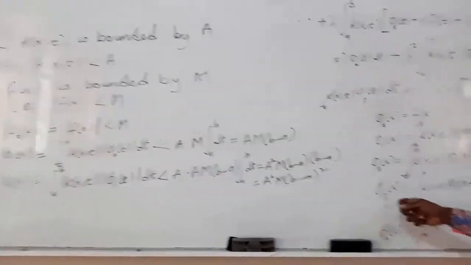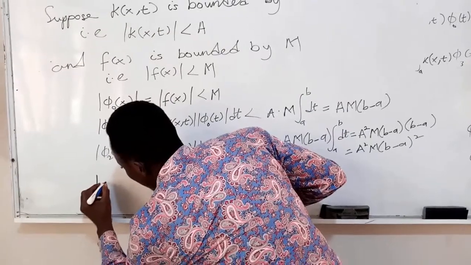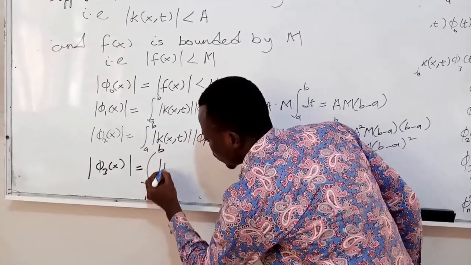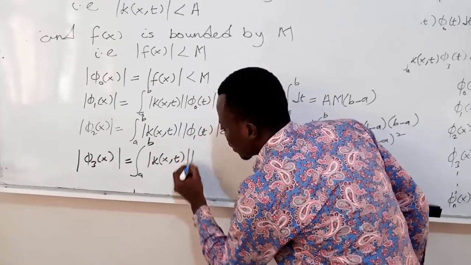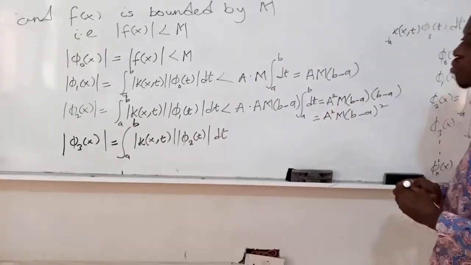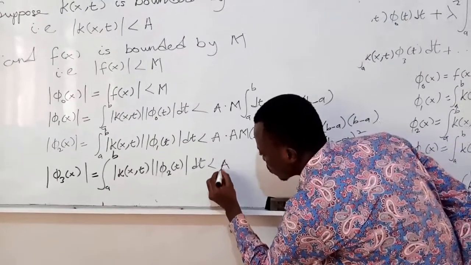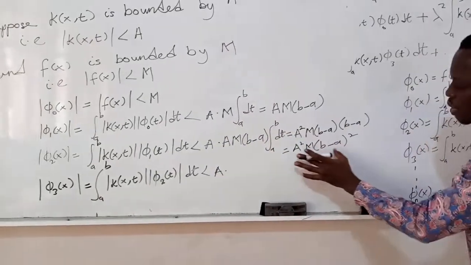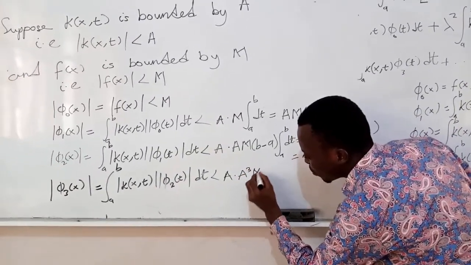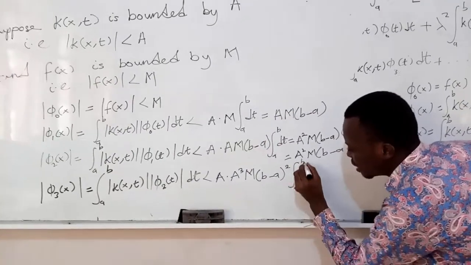And let's move on to phi 3. For phi 3, the absolute value of phi 3 of s is equal to the integral from a to b of the absolute value of k of s t times phi 2 of t dt, which will be less than: we said the kernel is bounded by A, and phi 2 is bounded by A squared M (b minus a) squared. So I have A cubed M times (b minus a) squared, with the integral from a to b dt.